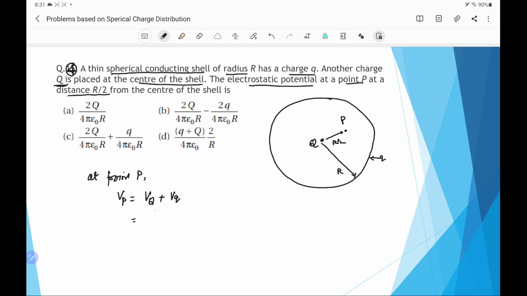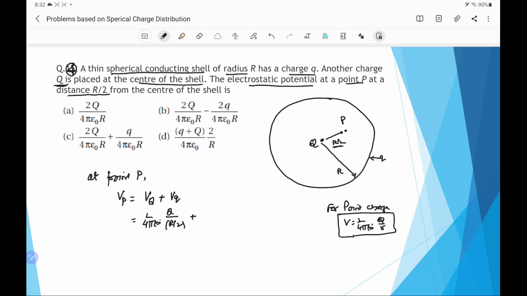If we check the potential due to the capital Q, it is a charge which is placed at the center, and at a distance capital R by 2, the potential will be, because Q is a point charge, 1 by 4 pi epsilon naught, charge is Q and distance is R by 2. We know the formula for point charges, V is 1 by 4 pi epsilon naught q by r, where q is the charge and r is the distance of the point where we have to find the potential V.